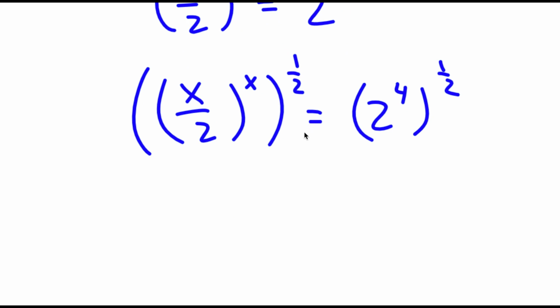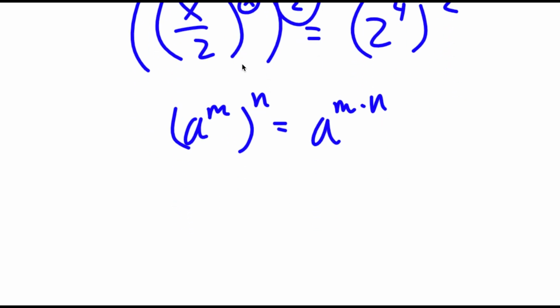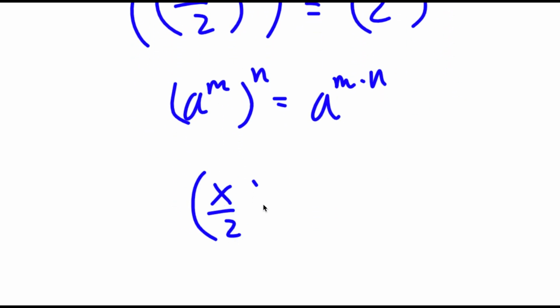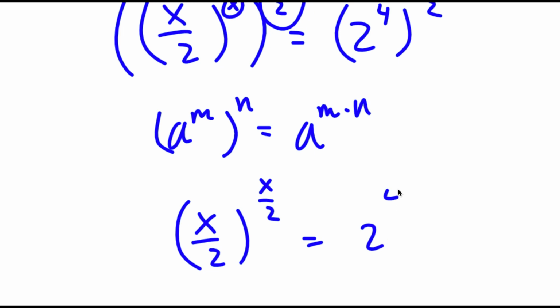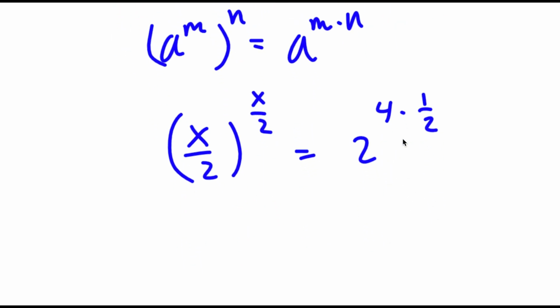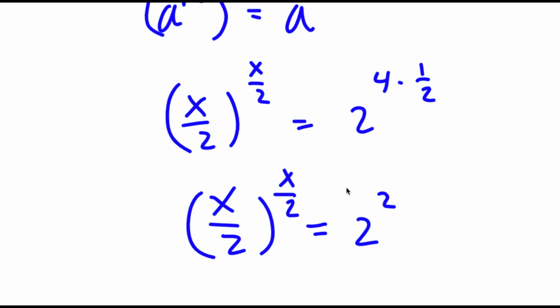Now, ((x/2) to the power of x) to the power of 1/2, well, if I have something in the form a to the power of m to the power of n, this is equal to a to the power of m times n. So for ((x/2) to the power of x) to the power of 1/2, I can multiply x and 1/2. So now I get (x/2) to the power of x/2 is equal to (2 to the power of 4) to the power of 1/2. That's 2 to the power of 4 times 1/2. 4 times 1/2 is simply 2. So now I have (x/2) to the power of x/2 is equal to 2 to the power of 2.